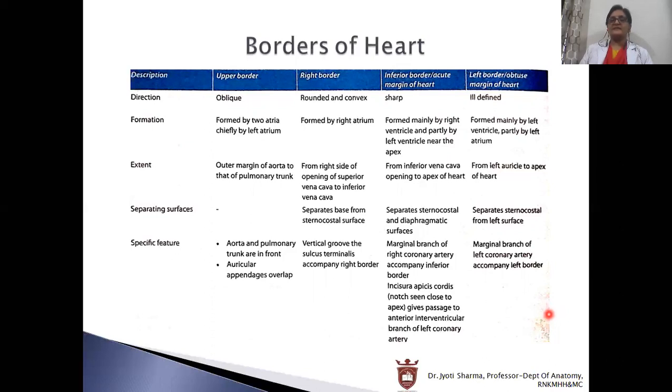In the last, we see the left border. It is ill-defined, formed mainly by the left ventricle, partly by the left atrium. From the left auricle to the apex of the heart, it extends. It separates the sternocostal from the left surface. And the marginal branch of the left coronary artery accompanies the left border.